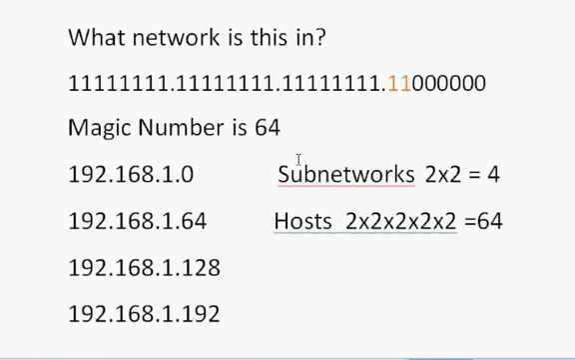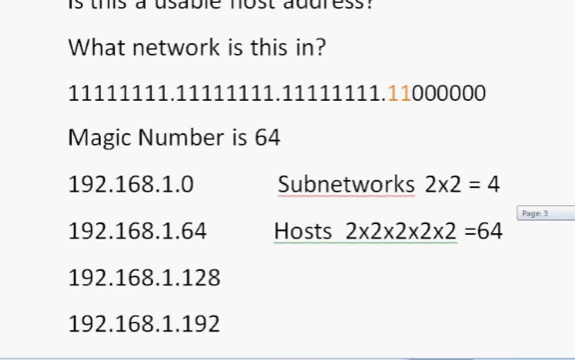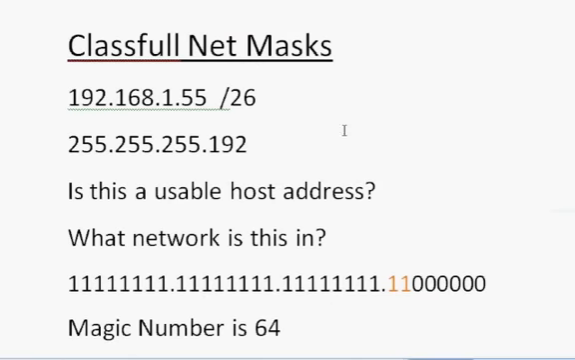We have 2 binary bits in the subnet bits. 2 to the second power means 4 networks. We have 2 to the fifth power of host bits. So we have 64 hosts. Magic number is 64. It tells us how many hosts there are. So a lot is learned just from the magic number. If the IP address in this case was 55, we know that 55 is in between 0 and 64. It's in between 0 and 64, so we know that it's in the 0 network.